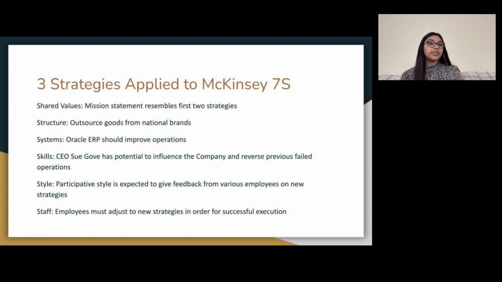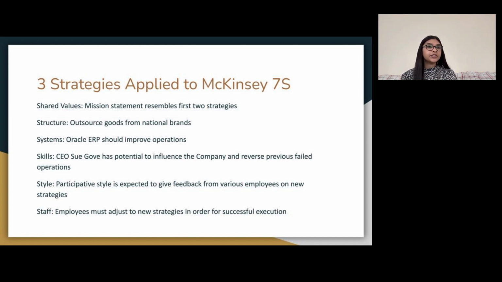For skills, Bed Bath & Beyond's CEO, Sue Gove, has spent 30 years in the retail industry in senior financial, operating, and strategic roles. With Gove leading Bed Bath & Beyond, we believe that the company would be able to implement new technology to bring in more customers.